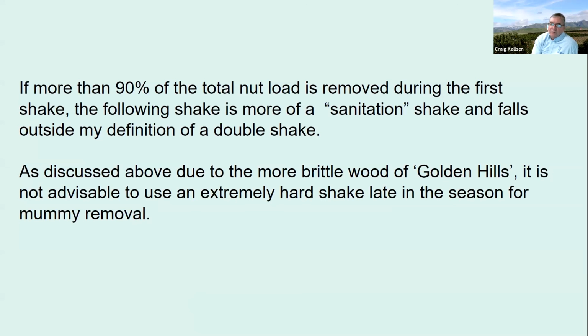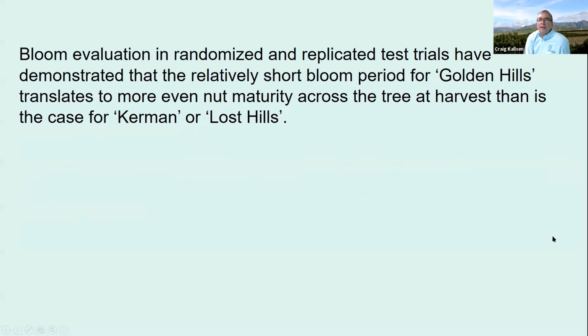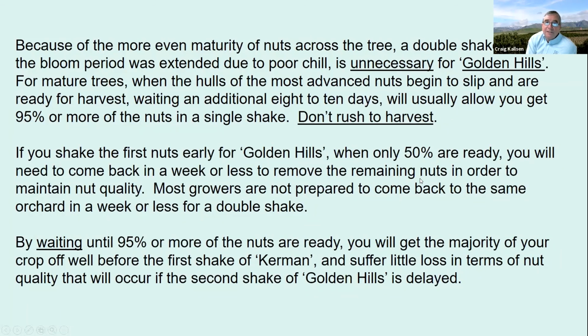I just want to get it clear what the difference is between a double shake and a single shake and maybe a sanitation shake. And we don't want to do our sanitation shake too hard for Golden Hills. We don't want to split the crotch. So again, the relatively short bloom period for Golden Hills translates to a more even nut maturity across the tree than say is true of Kerman or Lost Hills. So what I'm trying to say is for Golden Hills, a double shake is often unnecessary. When the hulls of the most advanced nuts begin to slip and are ready for harvest, waiting an additional 8 or 10 days will usually allow you to get 95% or more of the nuts in a single shake.